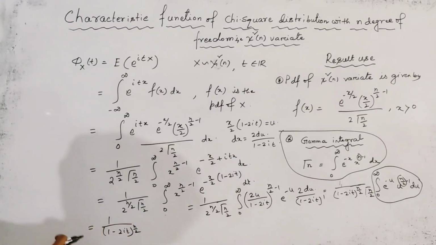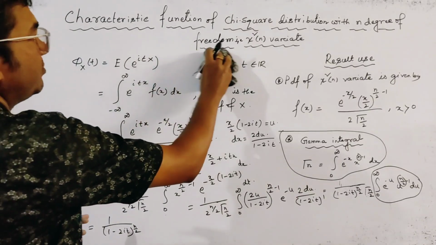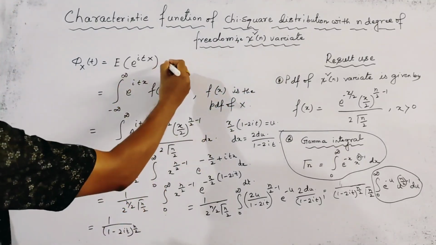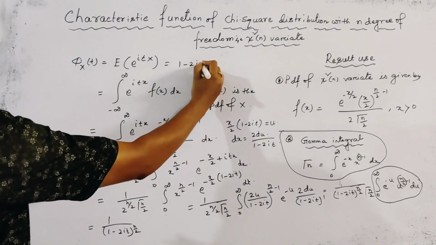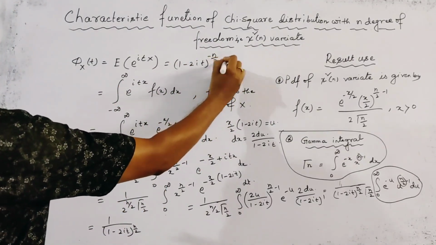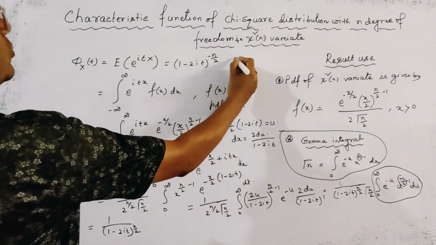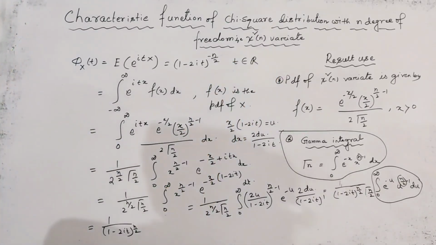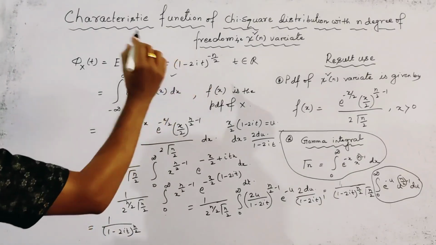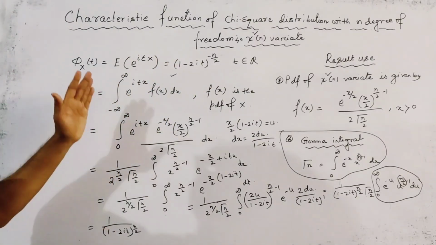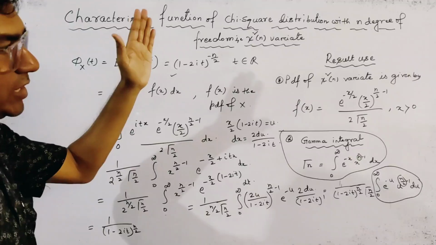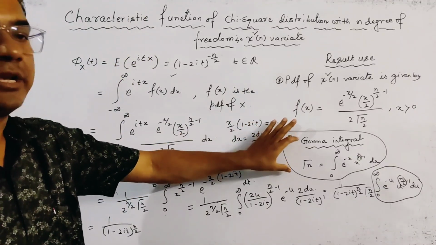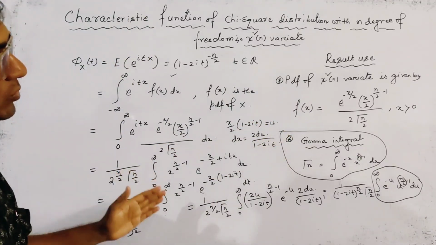So we write the characteristic function as 1 minus 2 i t whole to the power minus n by 2, where t belongs to R, the real numbers. This is a real variable. So we easily get the characteristic function of the chi-square n variate using the gamma integral. Okay, thank you for watching.